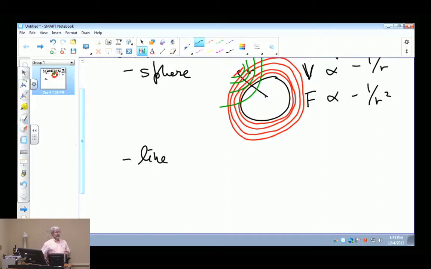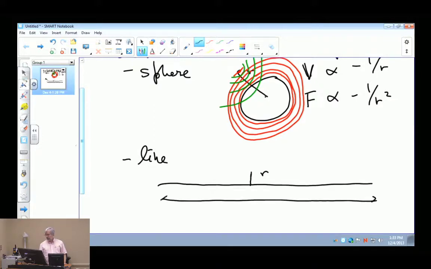Instead of a sphere, we have a very long line. So it's got to be really long. Now, what do I mean by very long? Well, I mean it's long enough. Now we're talking about a distance r from the line, but I want to be far away from either end. So if the line has length L, I want r to be much, much less than L.